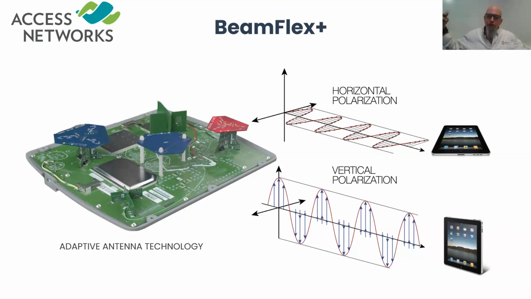This gives you massive benefit when you have a mobile device moving through the environment, because it's always in better alignment with one polarization over the other, and it always combines them both back together like an error correction. So it really increases the stability of performance for mobile devices when moving through an environment.